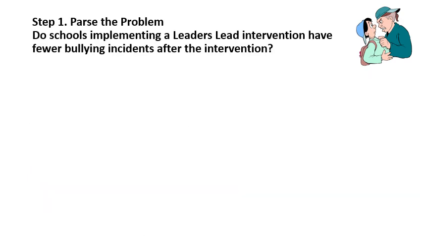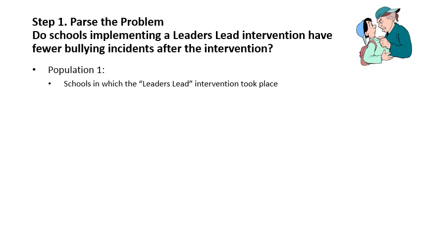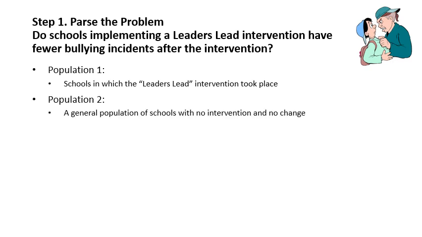So we'll begin with step one, parse the problem. And the question, just so we see it again, is: does bullying decrease after popular school leaders are persuaded to defend the victims in four schools? So it's not quite as tidy a problem as some of what we worked with before. You'll notice some differences in the way we parse this problem, and we'll discuss these differences later. So population one is schools in which the leader's-lead intervention took place. Population two is schools with no intervention or change.